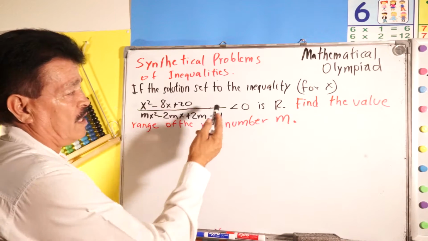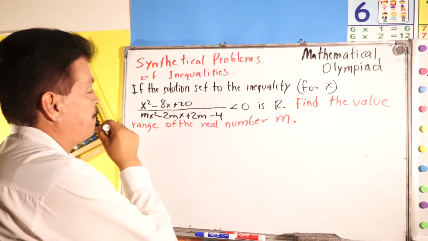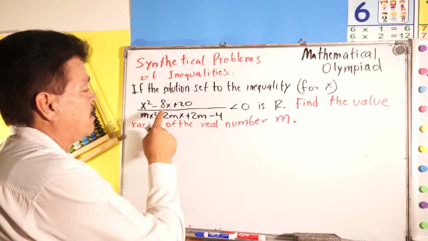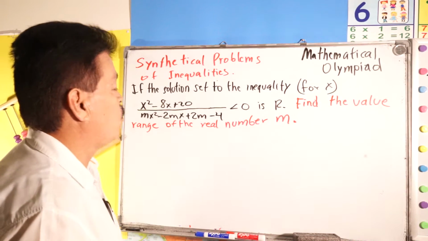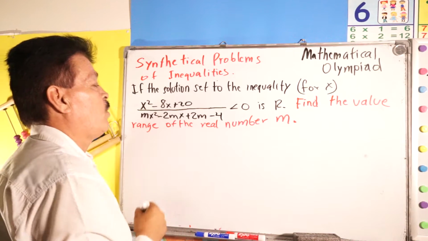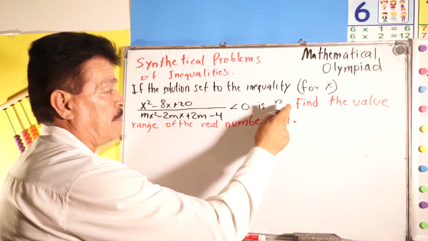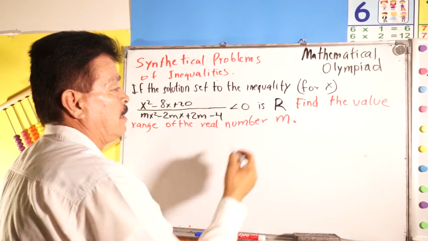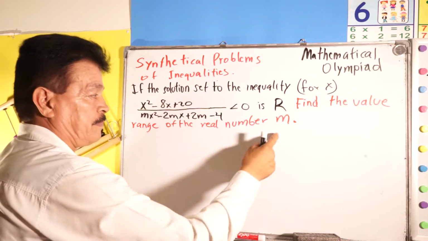If the solution set to the inequality for x, (x² − 8x + 20) / (mx² − 2mx + 2m − 4) < 0, is R, the real numbers, find the value range of the real numbers m.